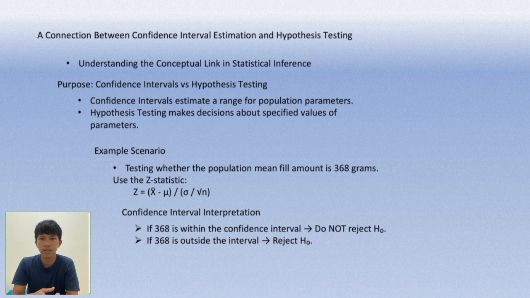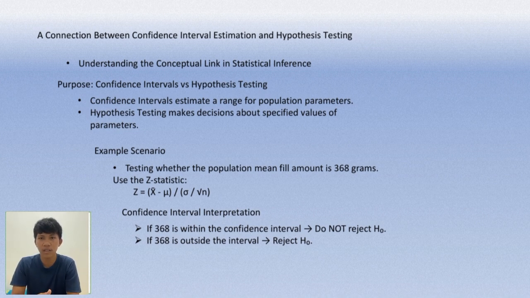Next is confidence interval interpretation. So if 368 is within the confidence interval, do not reject the null hypothesis. If 368 is outside the confidence interval, reject the null hypothesis. So a confidence interval provides a range of values consistent with the sample data. If the hypothesized value 368 grams lies within this interval, we lack sufficient evidence to reject the null hypothesis. If it's outside the interval, it suggests that the sample provides enough evidence to reject the null hypothesis.